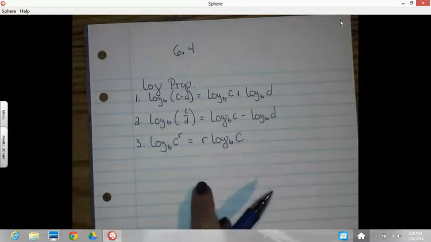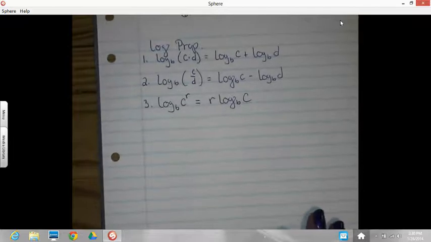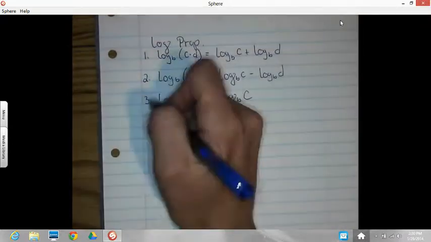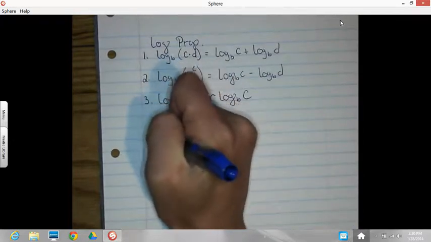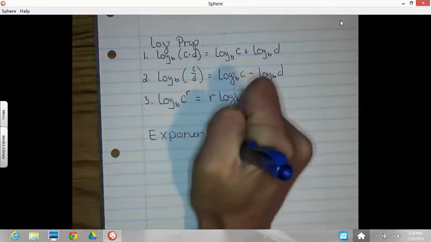In this section, the author wants you to be able to prove that those properties are true. In that, we are going to be using the exponent property, so I want to quickly review your exponent properties from Algebra 1.